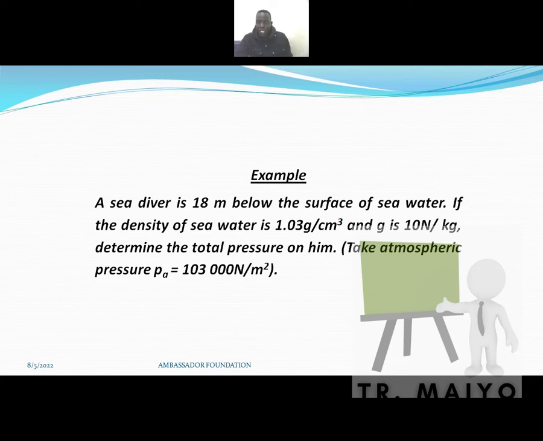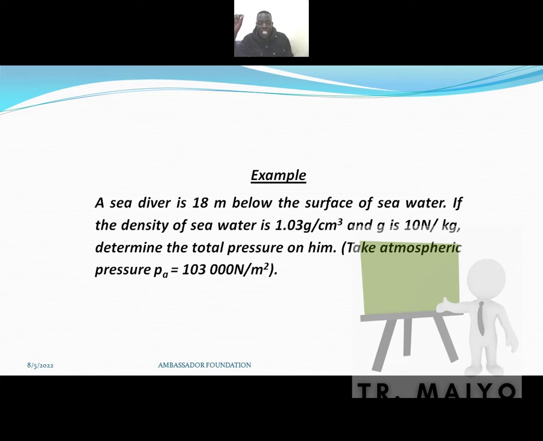A sea diver is 18 meters below the surface of seawater. If the density of seawater is 1.03 grams per centimeter cubed, and g is 10 newtons per kilogram, determine the total pressure on him. The keyword is total pressure. If they just ask about pressure, we just apply rho g h with nothing else. But the total pressure means that you have to calculate rho g h plus atmospheric pressure.